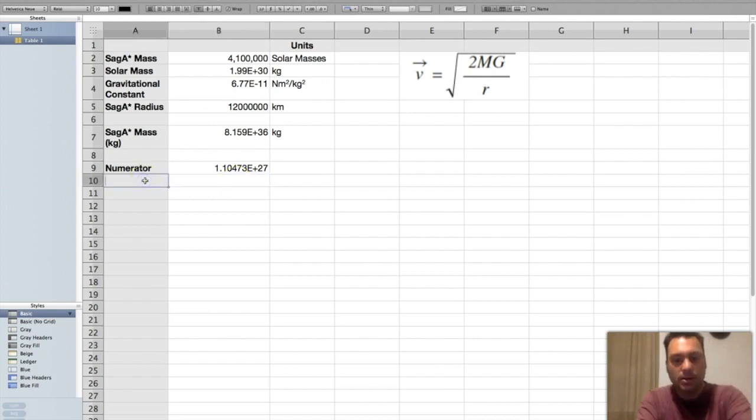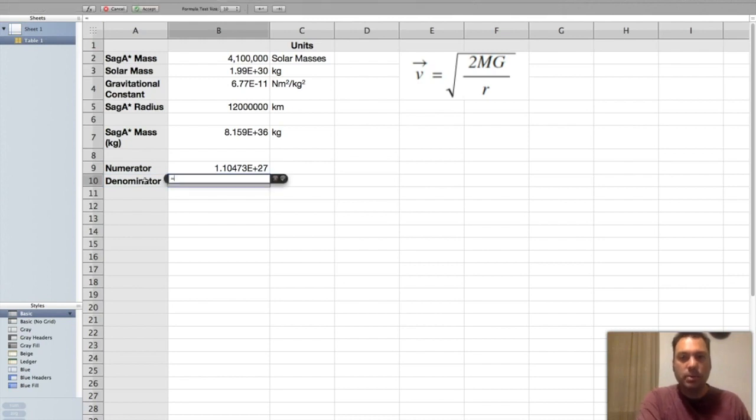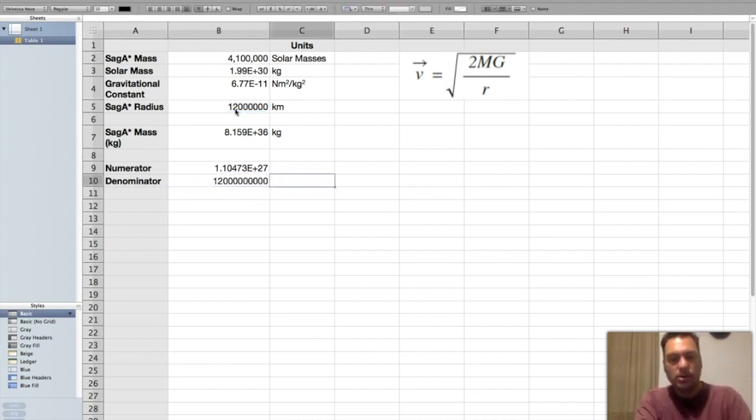The denominator is going to be equal to 12 million kilometers, but of course we want it in meters, so we're going to multiply that by 1,000. Okay, so we know that that's going to be in meters. I should put that in meters there. And don't worry about the numerator units. We'll do the unit analysis another time. So now we have these two things, we can divide them. So let's put a note that we're going to divide them. Divided value.